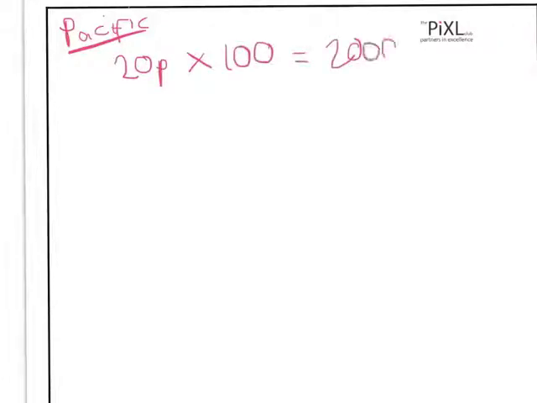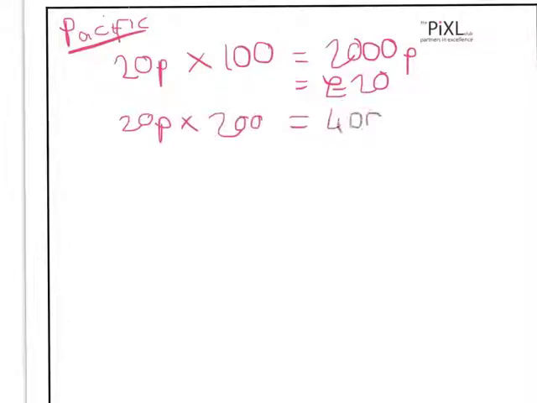Okay, so we're going to start off looking at the Pacific company, so we're clear about which company we're looking at. Pacific is 20p times the number of units: 20p multiplied by 100 units, which equals 2,000 pence, or £20. And then 20p multiplied by 200 units, which is the other extreme, is going to be 4,000 pence, which equals £40. Okay, so that's Pacific done. So we're going to move on to East Anglian.